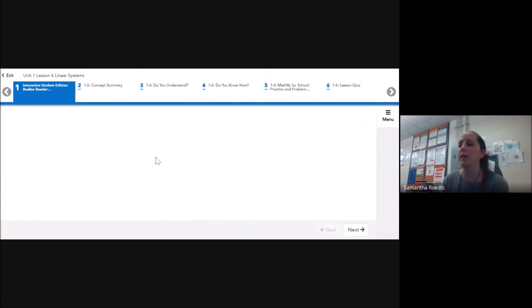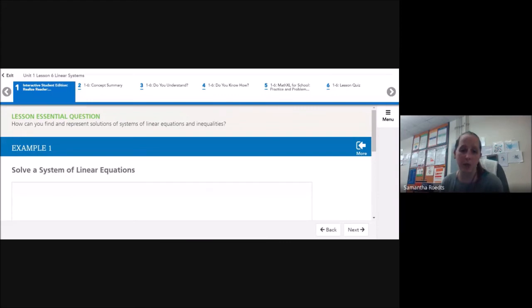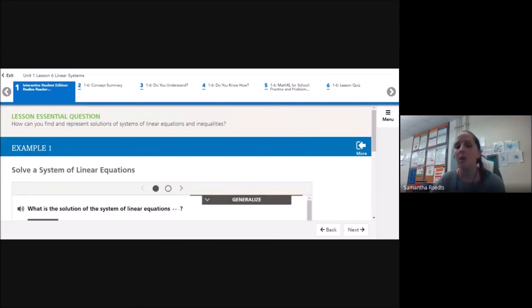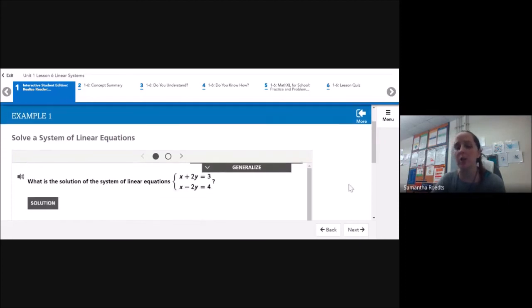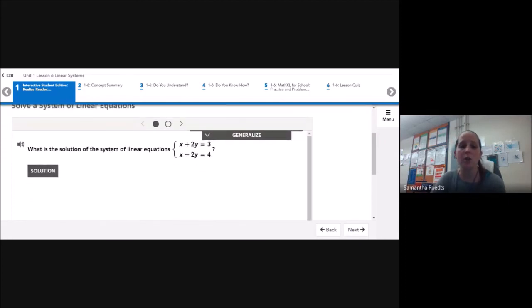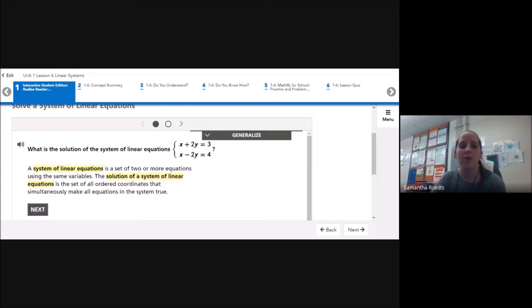All right, so our first example is solving a system of linear equations. In general, we've been using graphing to solve, but we can also use either elimination or substitution in order to solve systems of linear equations. So what is the solution of the system of linear equations x plus 2y equals 3 and x minus 2y equals 4? A system of linear equations is a set of two or more equations using the same variables.